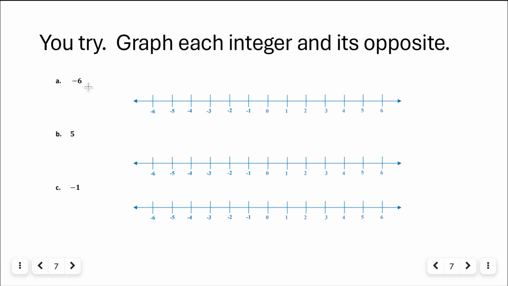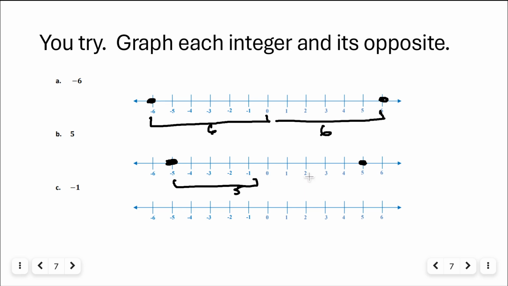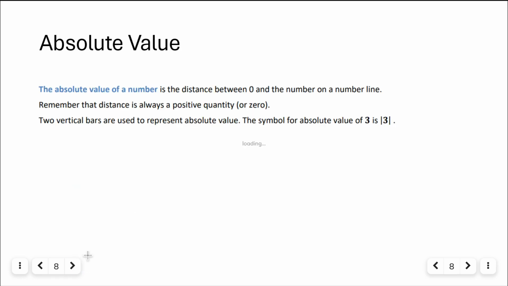Okay, graph the integer and its opposite. Graph negative 6. What's the opposite of negative 6? 6. And again, each one is 6 units away from 0 on that number line. Here's 5. Its opposite is negative 5. And they're both 5 units away from 0. Negative 1. And its opposite is 1. Both of them are 1 unit away from 0 on the number line. And that's what absolute value is all about. The absolute value of a number is the distance between 0 and the number on the number line.